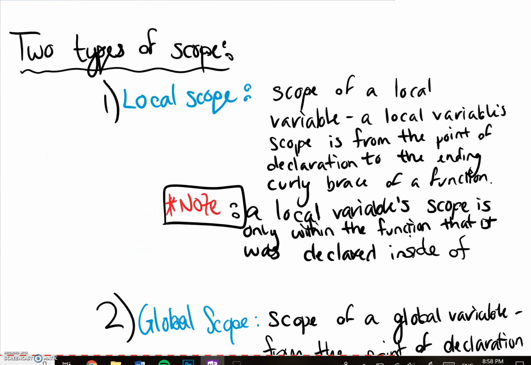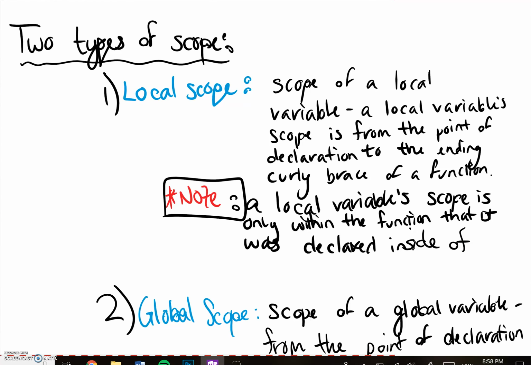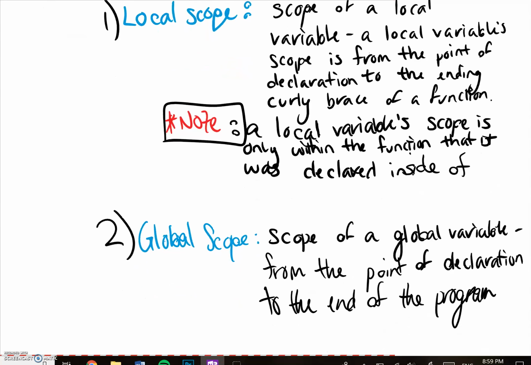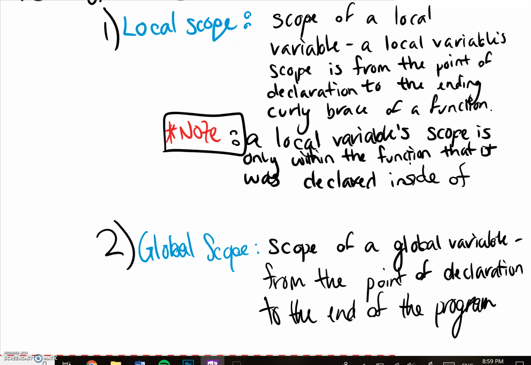So there are two types of scope. Local scope, which is the scope of a local variable. This will be from the point of declaration to the ending curly brace of whatever function that it was declared in. Also, an important note is that a local variable scope is only within the function that it was declared inside of. This note will come in handy later.